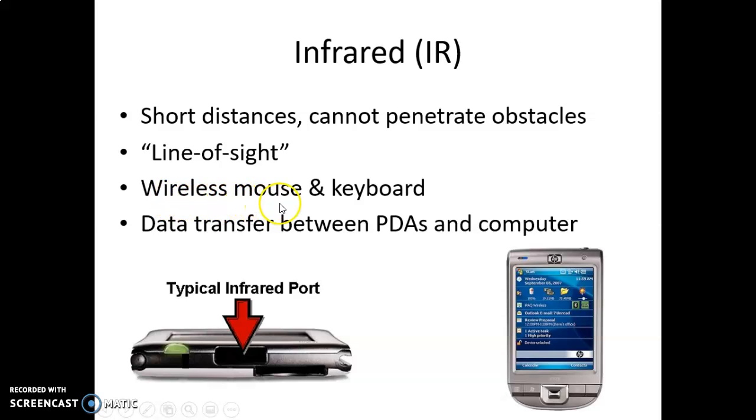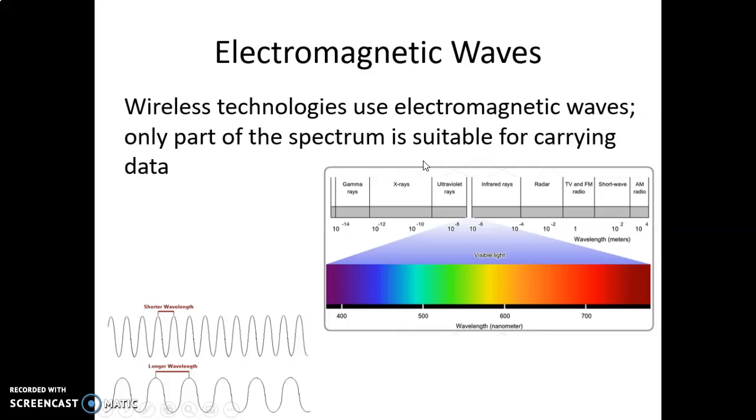We might see it today with a wireless mouse and a keyboard, but we're not really going to encounter it too much. So infrared is over here on the spectrum, okay? So this is in the part beyond the visible spectrum, and the wavelengths are somewhat larger.